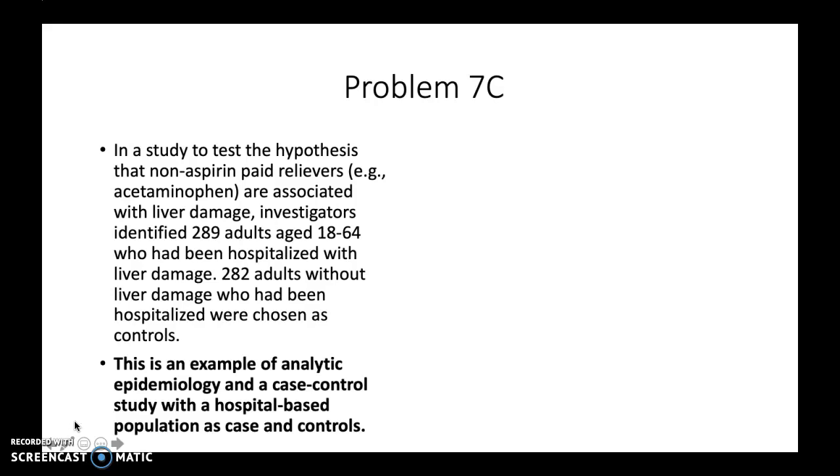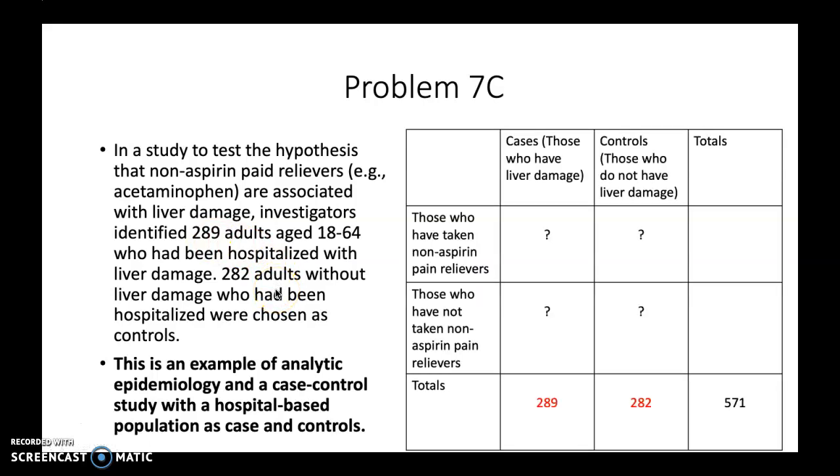So this is a really good example of analytic epidemiology and a case control study with the hospital-based population as cases, because both the cases and the controls were from a hospital population. So for this case study design, I chose to use a 2x2 table so that you could fill in the information given by the problem here.